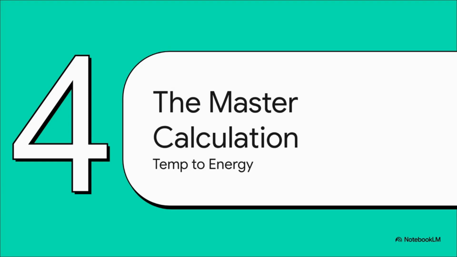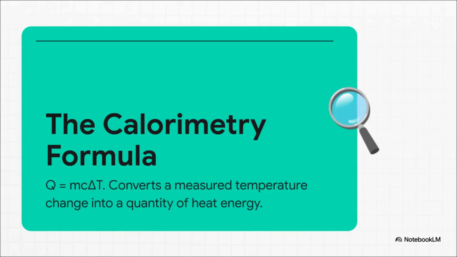Okay, so let's say we've done our experiment as best we can. How do we take that temperature change we measured and turn it into an actual hard number for energy? For that, we need the master formula. And this is the magic formula. Q equals mc delta T. It's so simple, but it's incredibly powerful. This equation is the bridge that takes us from something we can see and measure, a change on a thermometer, to the thing we really want to know: how much heat energy was transferred.